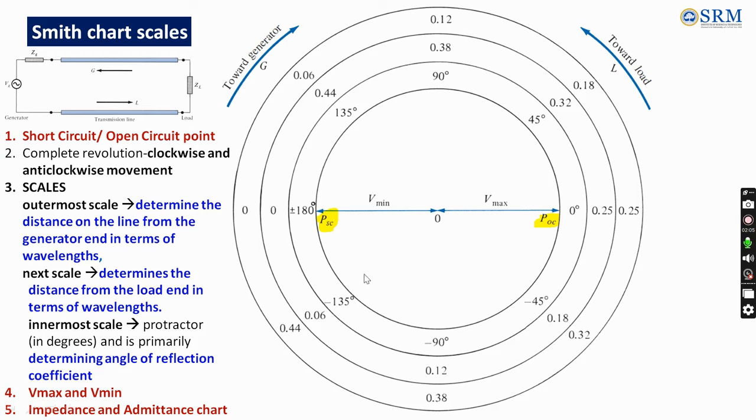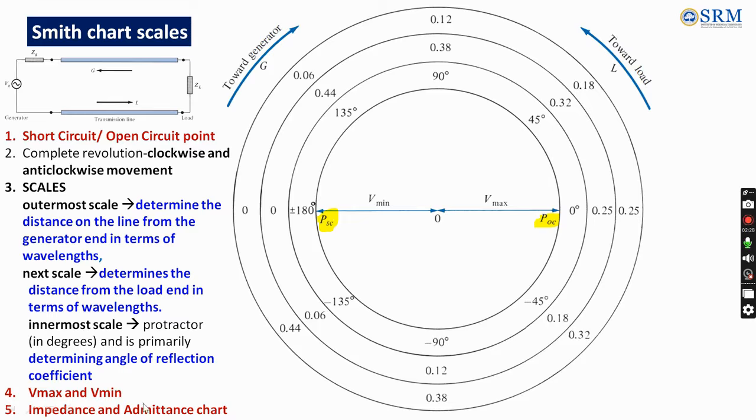And the innermost scale is the angle of protector scale. It is the angle of the reflection coefficient. So it starts at 0 on the right hand side of the Smith chart, and moving anti-clockwise, we get 45 degrees, 90, and 180 degrees, which is half the rotation. Then again the negative scales are given down.